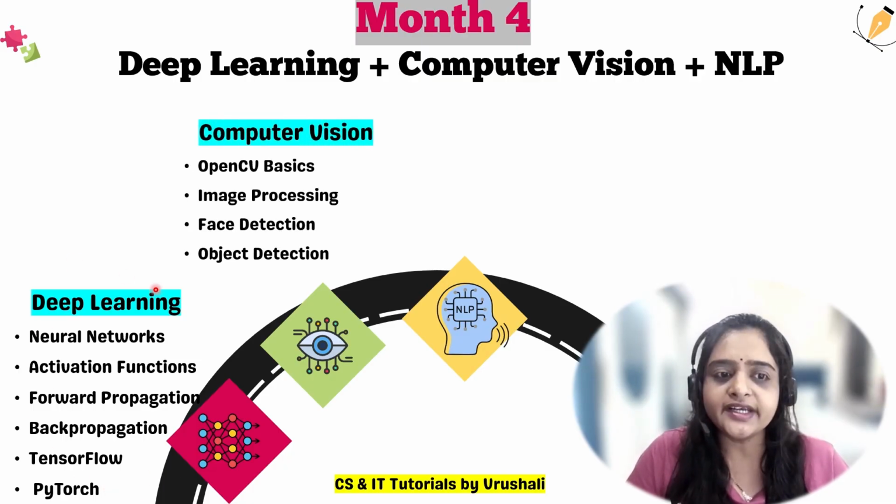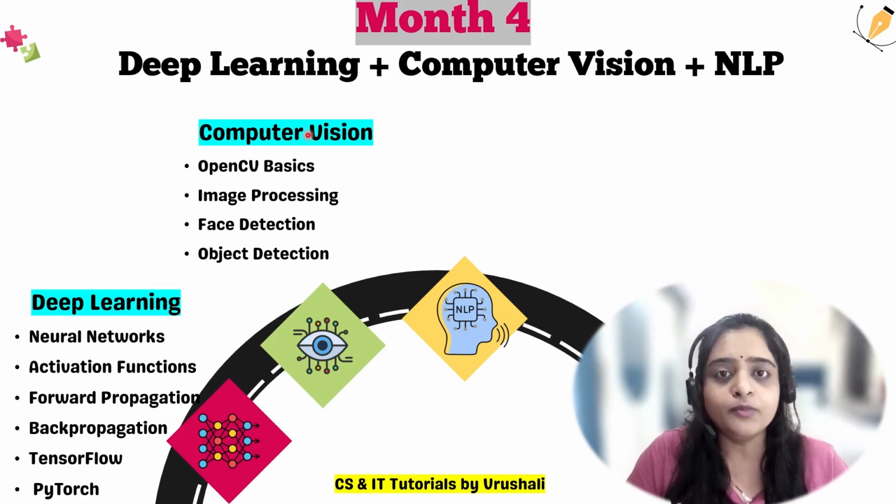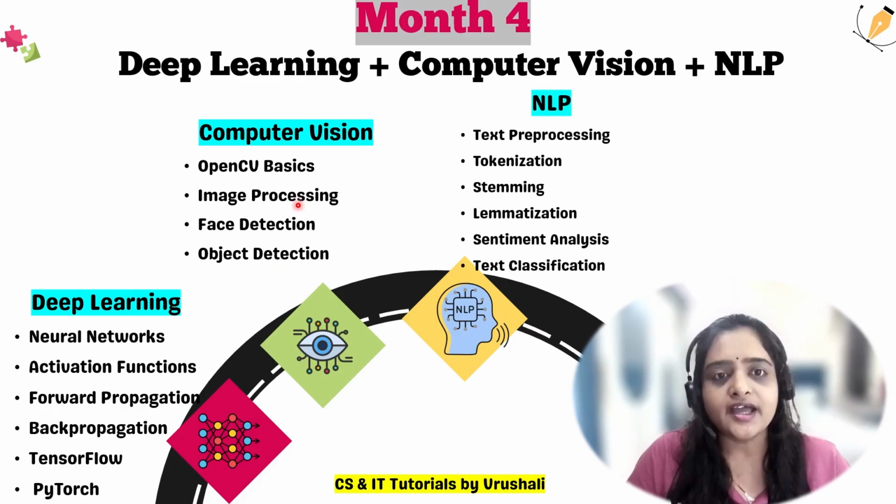After completing these basic concepts of deep learning, move forward to the computer vision concept. Learn OpenCV basics, then some image processing, face detection, and object detection concepts plus algorithms. And after computer vision, you can learn NLP, that is natural language processing. This is an important part of AI.